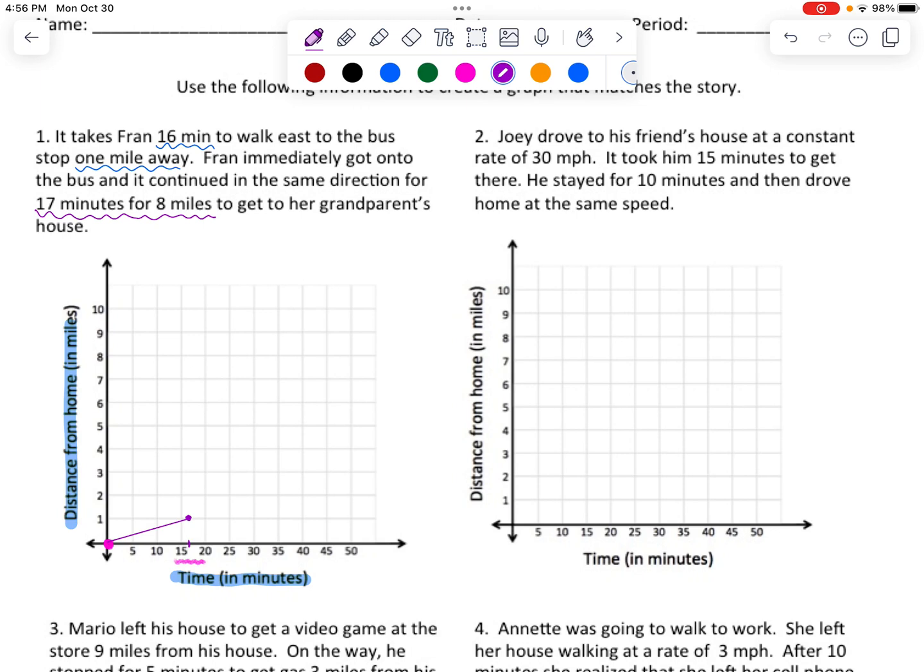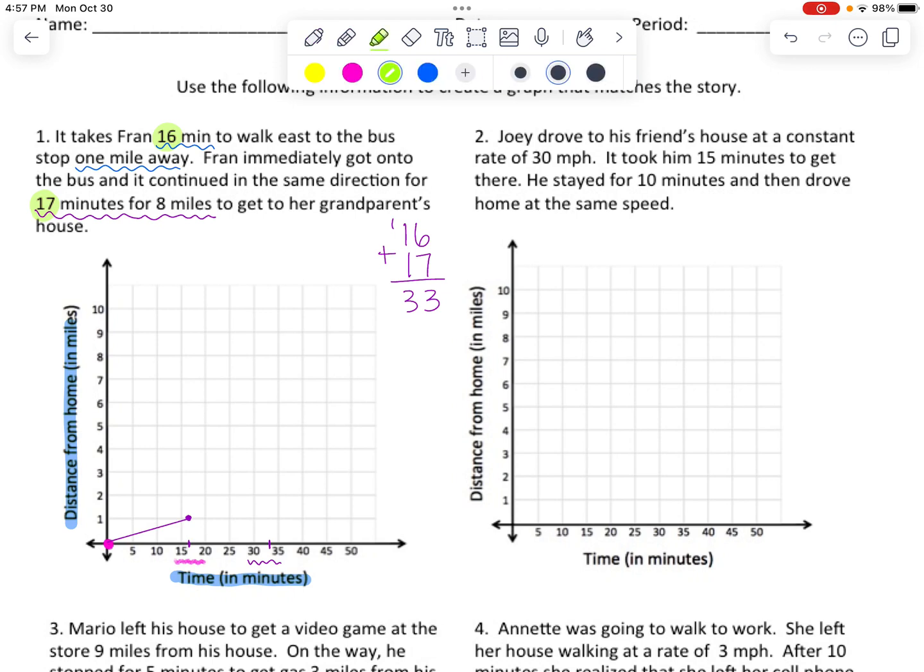Okay, and then it says Fran immediately got onto the bus and it continued in the same direction for 17 minutes for 8 miles. Well, we already know that she was going for 16 minutes and now she's going for another 17 minutes. So if I add 16 and 17 together, I end up at 33. So then again, I'm going to look down at the minutes and 33 is going to be a little bit more than halfway. Again, these are very small segments, so just try to do your best in terms of placing where 33 goes. And I know that it's going to be 8 more miles away, right?